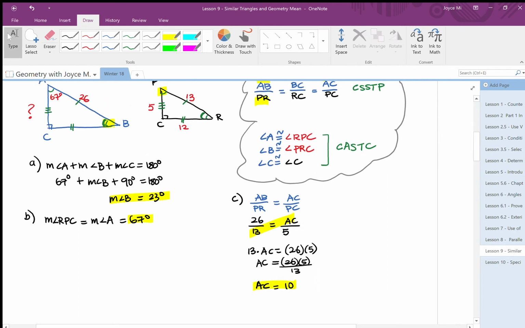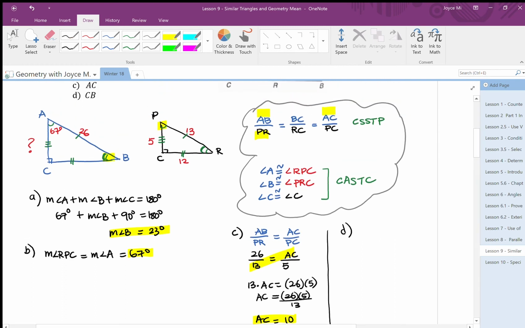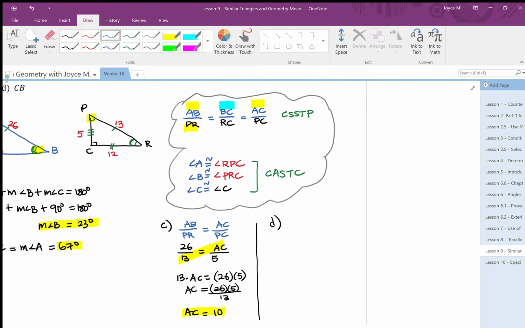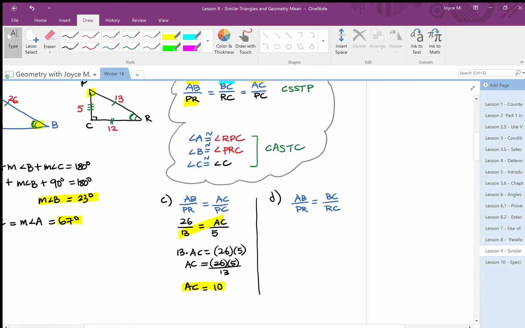So now using the same idea, I could solve for the other side. Again, I'm looking at the corresponding sides of similar triangles in the proportional statement. Part C asks me to look for CB. I'm going to ignore the last part of the similar proportional statement and look at the first two ratios. Let me rewrite it. Same idea: AB over PR is equal to BC, which is what I'm trying to solve for, over RC.